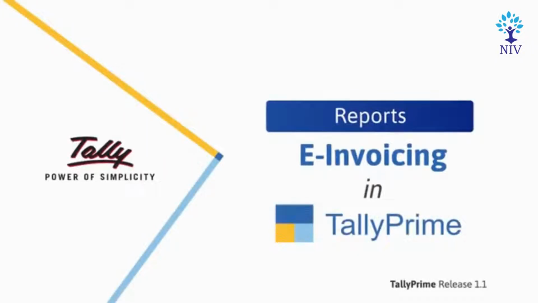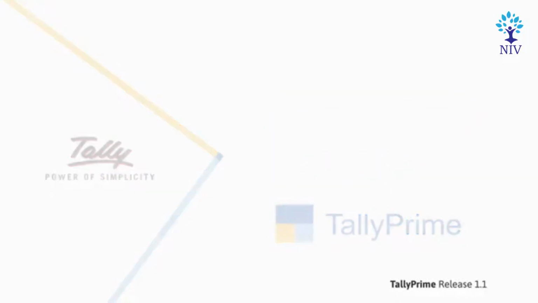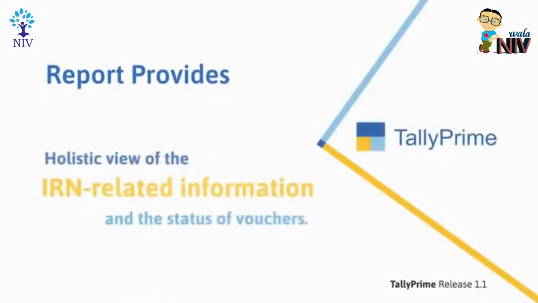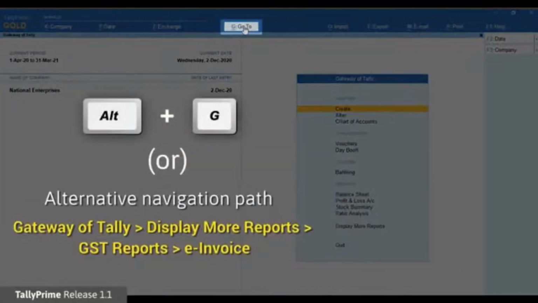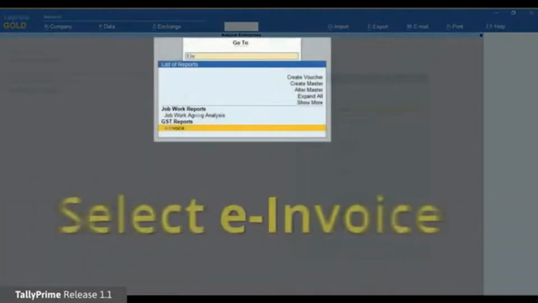In this video, you will understand how to use E-Invoice Report in TallyPrime to know the real-time status of e-invoices. The report provides you with a holistic view of the IRN related information and the status of vouchers. To view E-Invoice Report, press Alt-G and type or select E-Invoice.